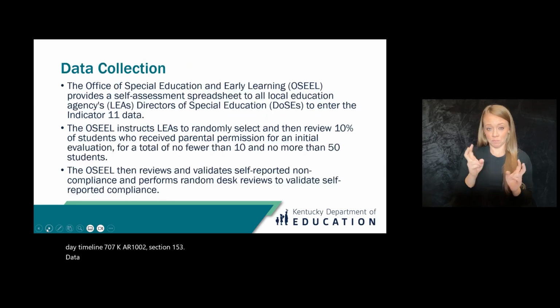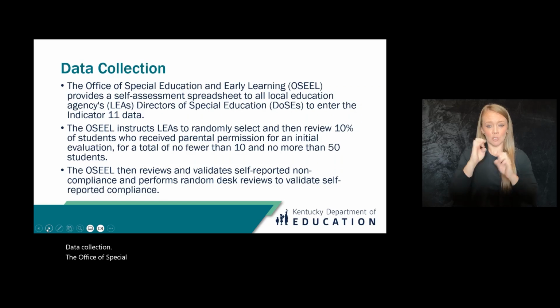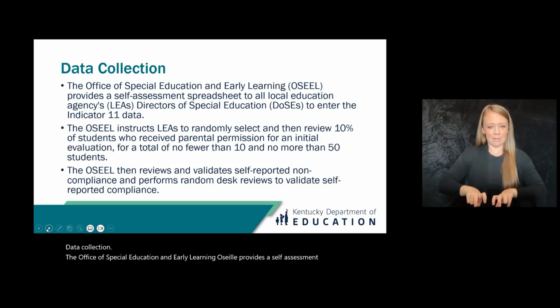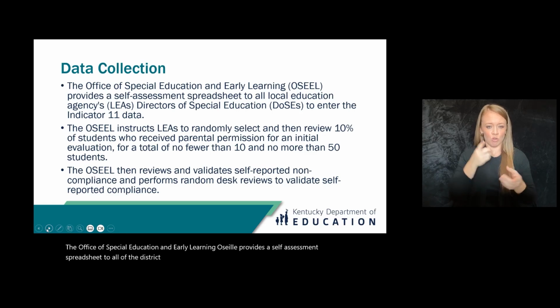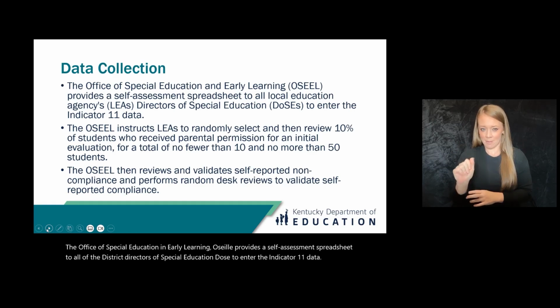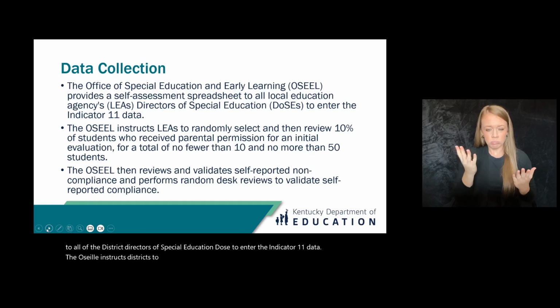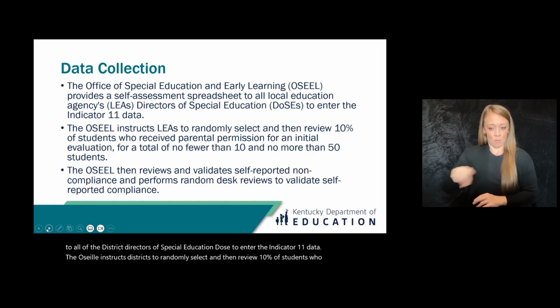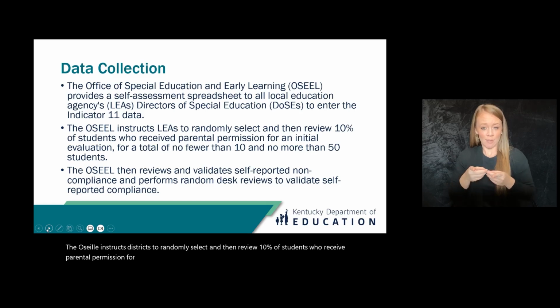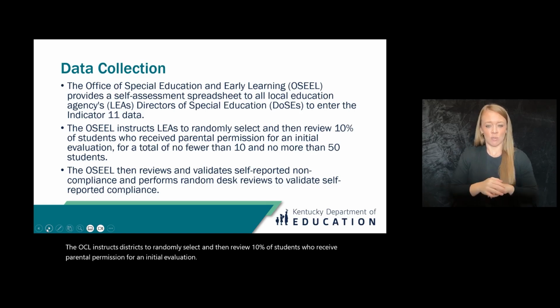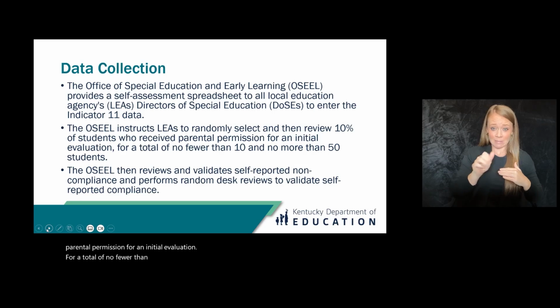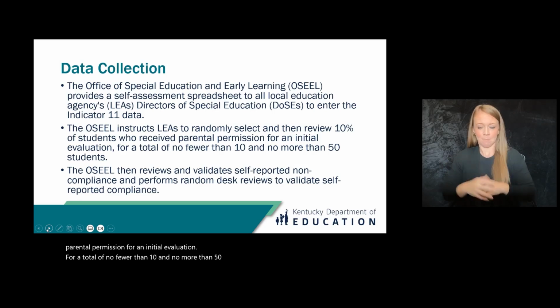Data collection. The Office of Special Education and Early Learning, OSEEL, provides a self-assessment spreadsheet to all of the district directors of special education, DoSEs, to enter the Indicator 11 data. The OSEEL instructs districts to randomly select and then review 10% of students who receive parental permission for an initial evaluation, for a total of no fewer than 10 and no more than 50 students.